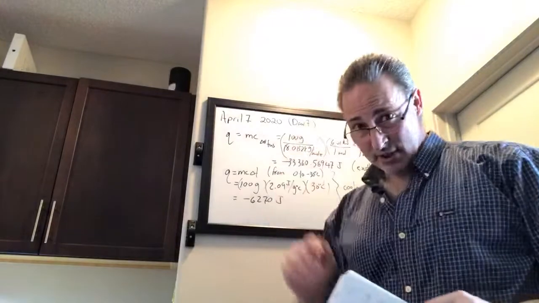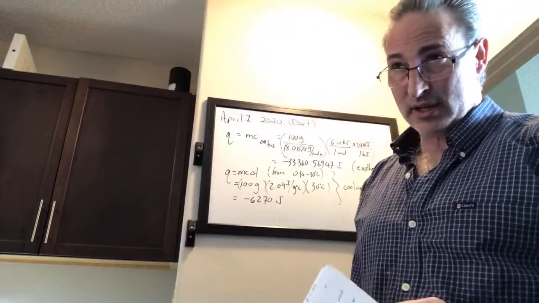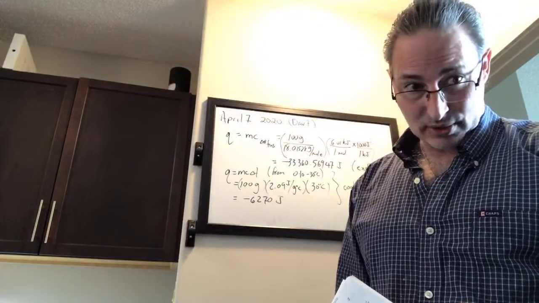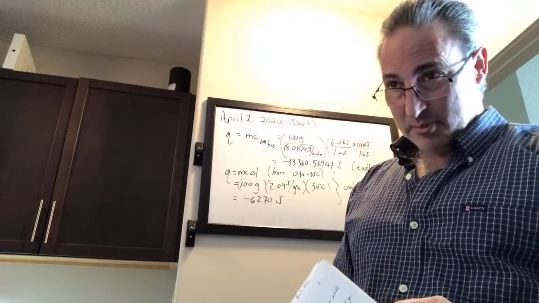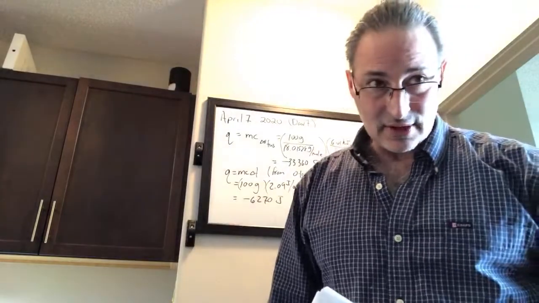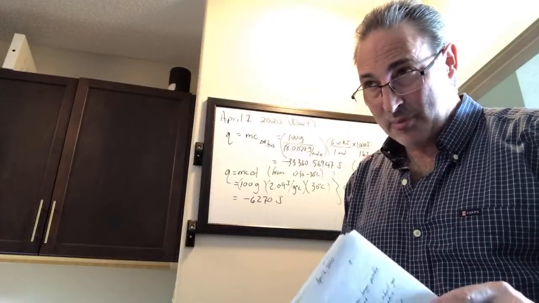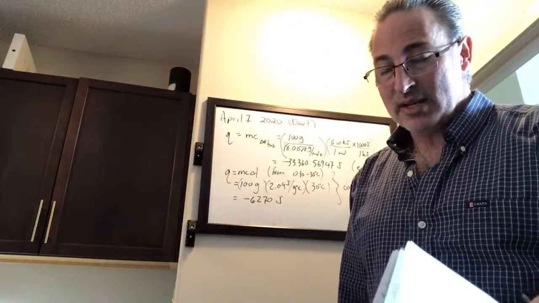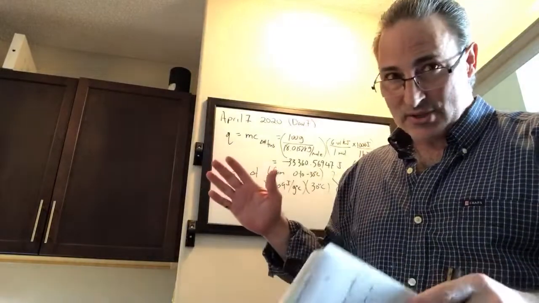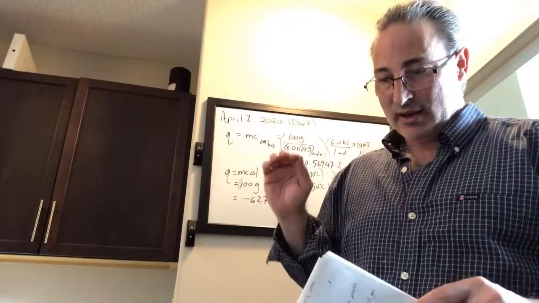Sometimes students have trouble understanding the notion that ice can be cooled. As long as something is above negative 273 Celsius, it can be cooled, right? Absolute zero is at minus 273, so if you're warmer than minus 273, you still have heat.